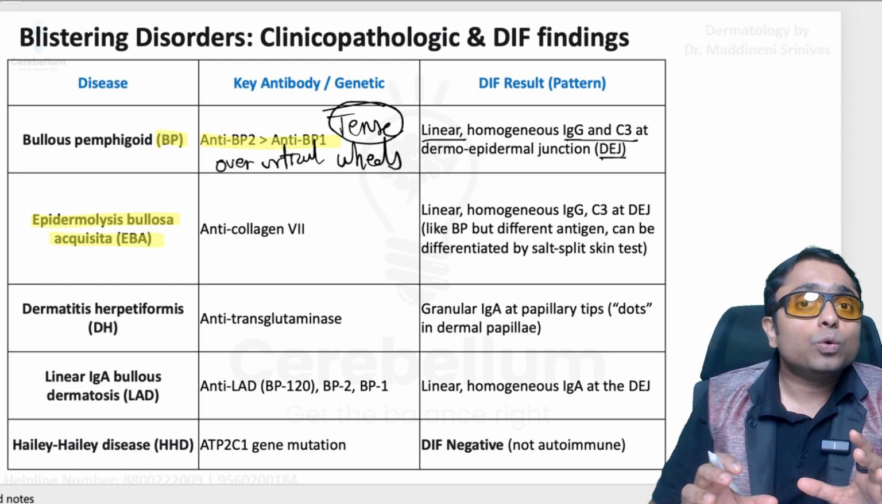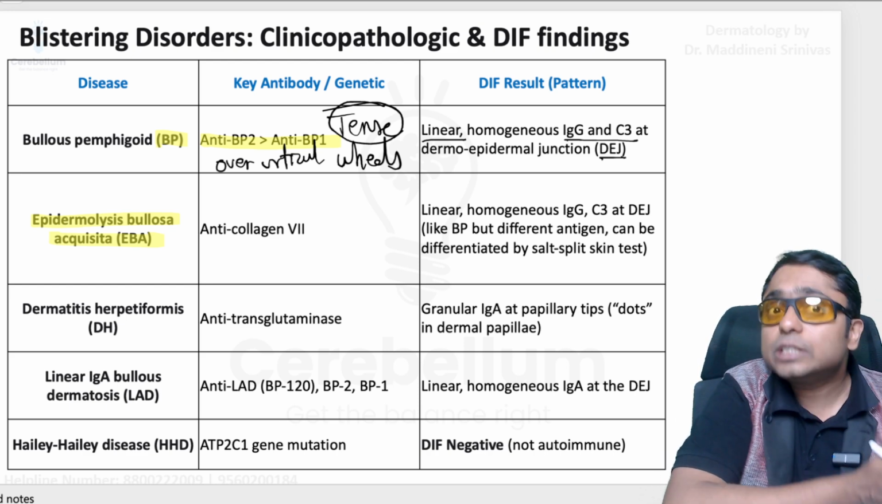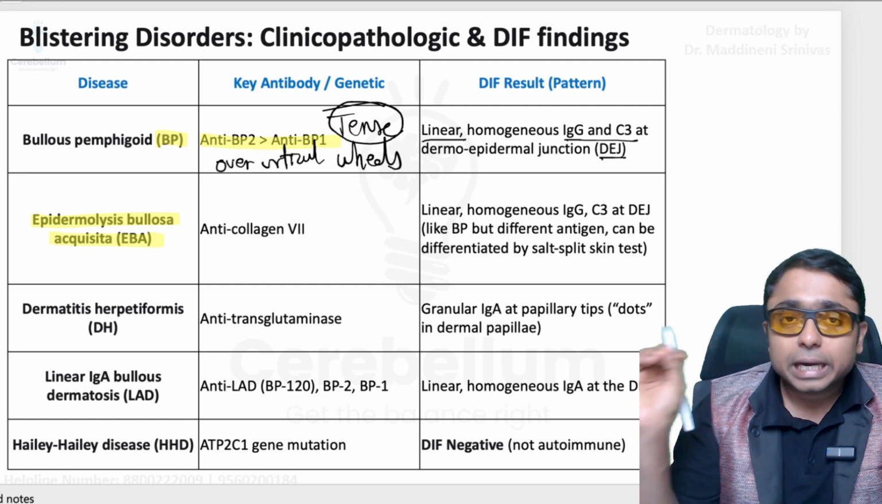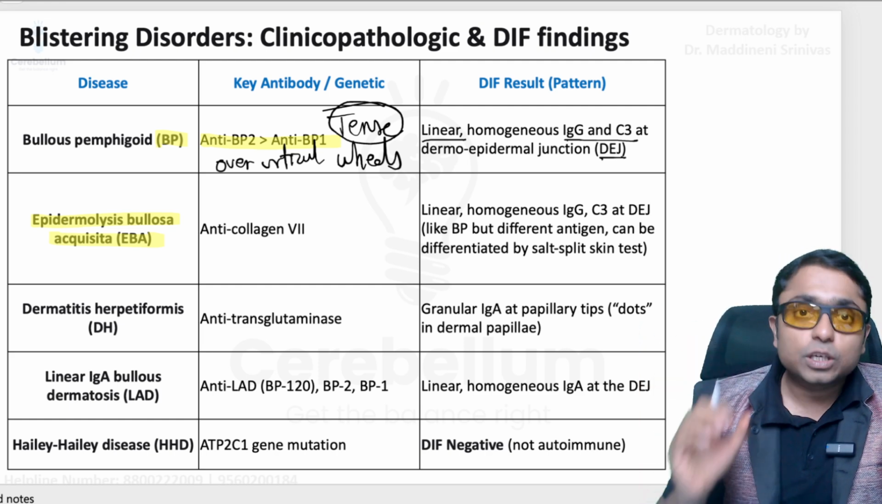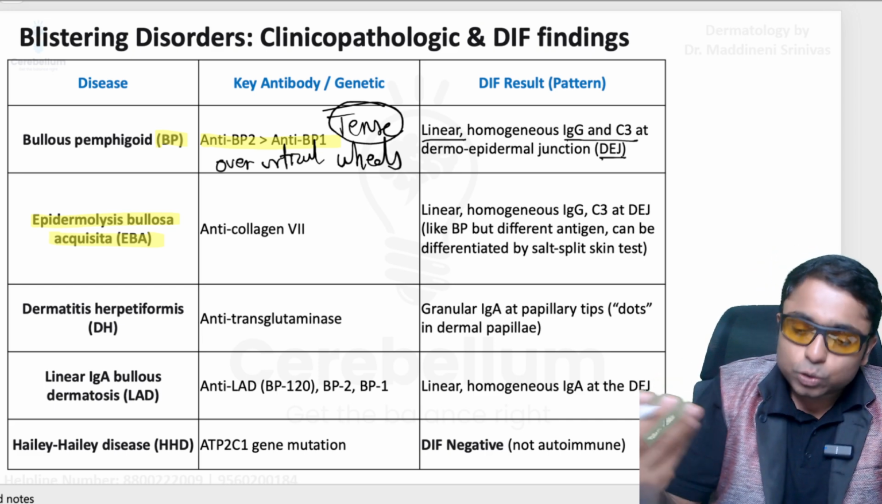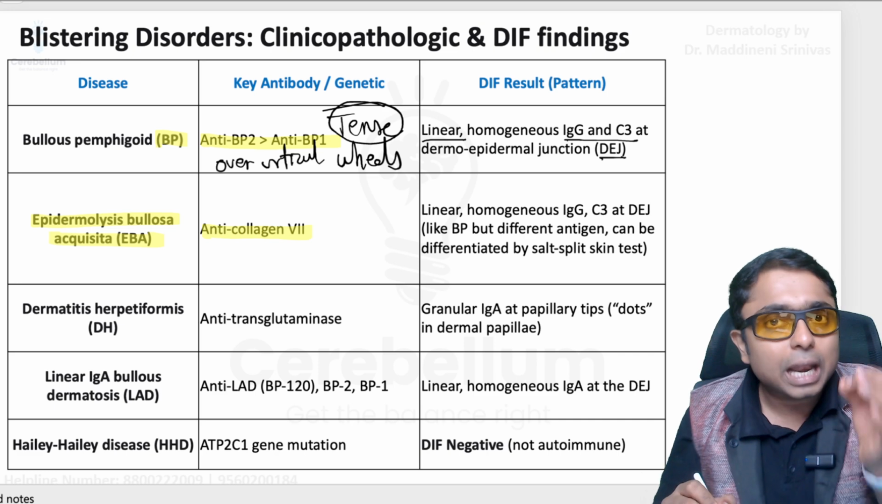They are going to have the presence of the defect in the proteins of the skin, but there will not be antibodies in those conditions: epidermolysis bullosa simplex, junctional, dystrophica. But here it is acquisita, so it is an acquired condition, so there are going to be antibodies. Again, it is collagen number 7.